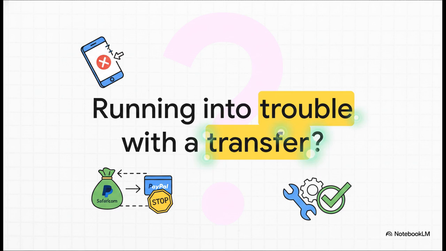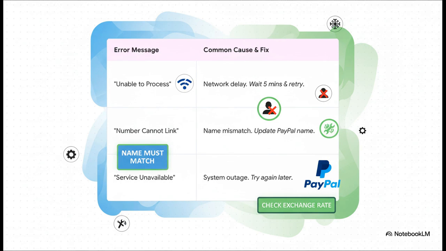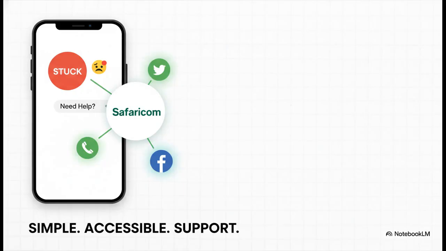First thing, don't panic. Almost every issue that pops up has a really simple, really quick fix. The key is to just read the error message. If it says something like, unable to process transfer, it's probably just a temporary network issue. Give it 5 minutes, try again. But if it says phone number cannot be linked, that's the big red flag for that name mismatch problem we talked about. Time to go check your PayPal name. And look, if you've already checked your names, you've waited a bit, and you're still completely stuck, don't be afraid to call the official Safaricom customer care line. They're trained to handle these exact issues, and they can help you figure it out.